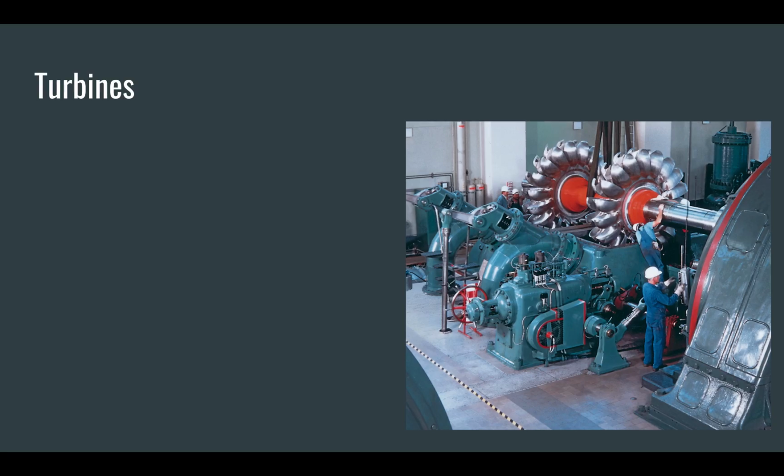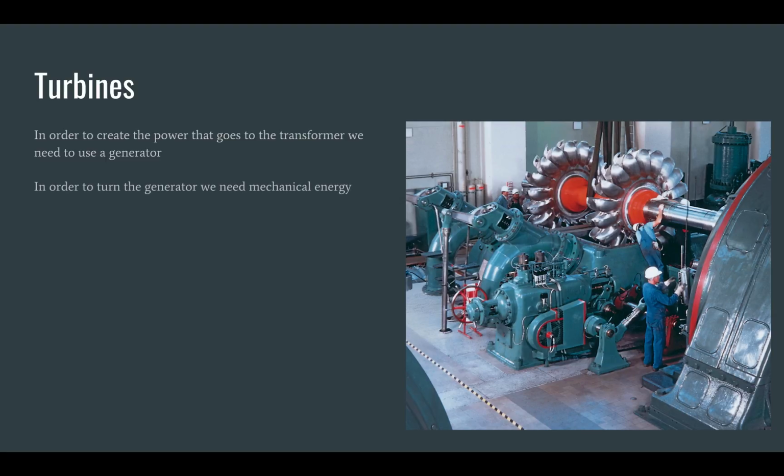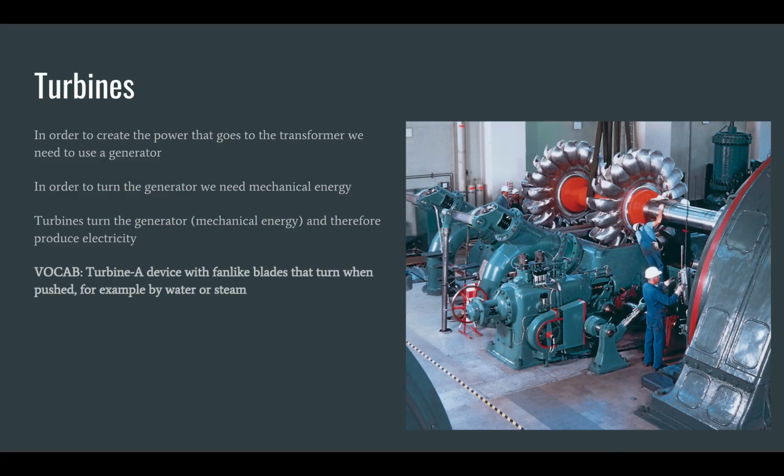So, let's talk about turbines. In order to create the power that goes to the transformer, we need to use a generator. In order to turn the generator to create the electricity, we need mechanical energy. So, we use turbines to turn the generator. The turbines provide the mechanical energy, and then we end up producing electricity or electrical energy. A turbine is a device with fan-like blades that turn when they are pushed, for example, by water or steam. So if you take a look up here, we've got two big turbines that are being lowered into a generator, or that are a part of a generator.